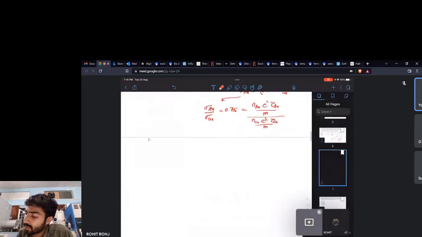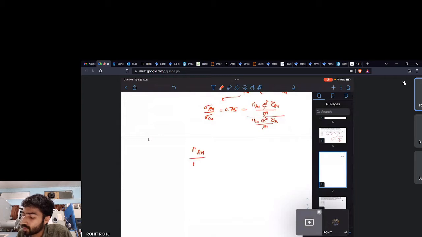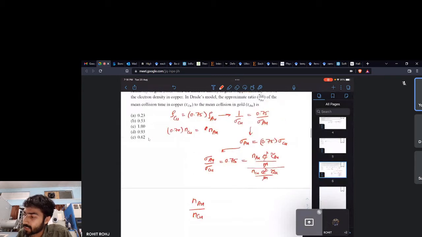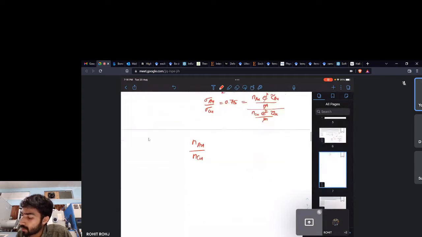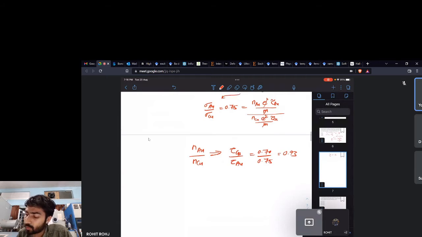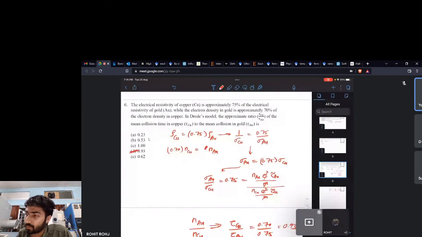e square by m cancels, and if you shuffle these two sides and put the value of n of gold divided by n of copper, which we have found out here is 0.70, this would turn out to be n for copper, tau for copper divided by tau for gold would be nothing but 0.70 divided by 0.75, which is 0.93. It's a pretty straightforward question, and the correct option would be that the ratio of these two collision times is 0.93.